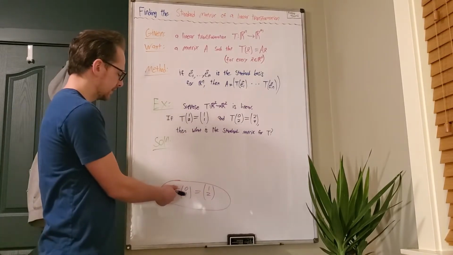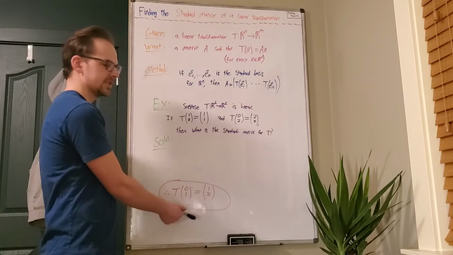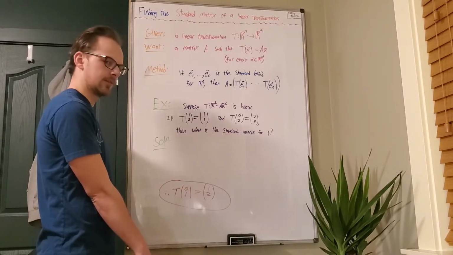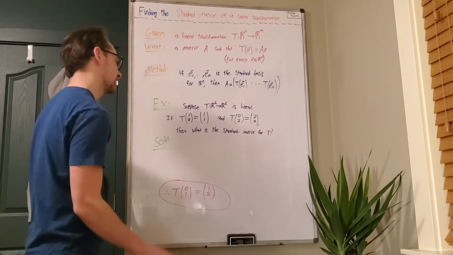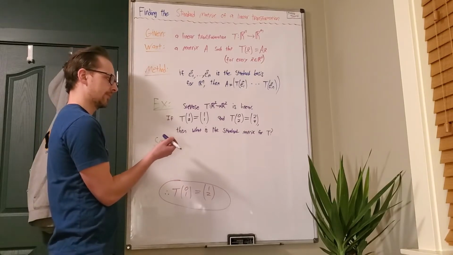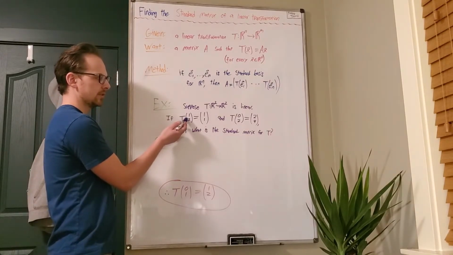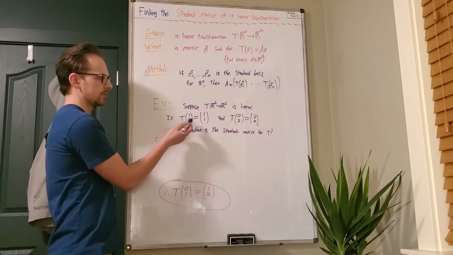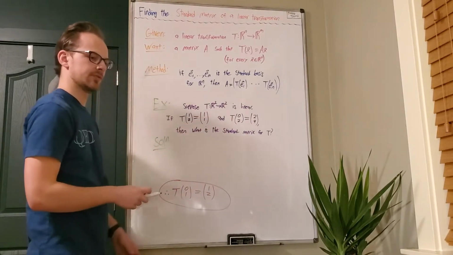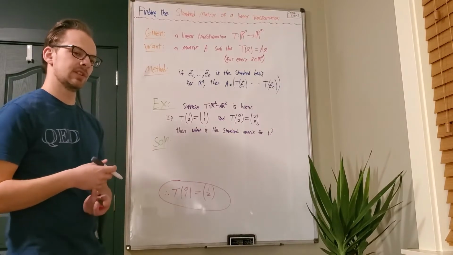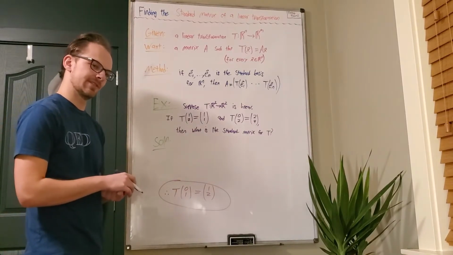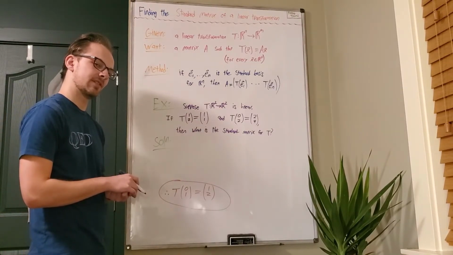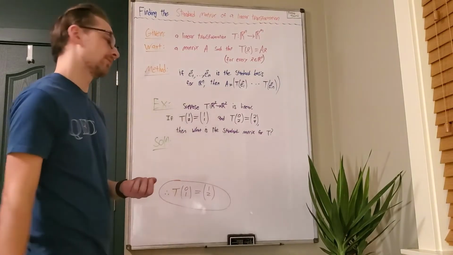So far we found that T of (0, 1) is equal to (1, 2), but we still need to find out what T of (1, 0) is equal to, right? The first basis vector. Now we don't have that, but we have T of (1, 2), and (1, 2) is equal to (0, 2) plus (1, 0). So we're going to use the other property of linear transformations, that they distribute over vector addition, to find T of (1, 0) now.